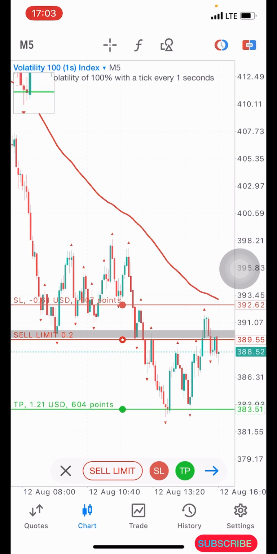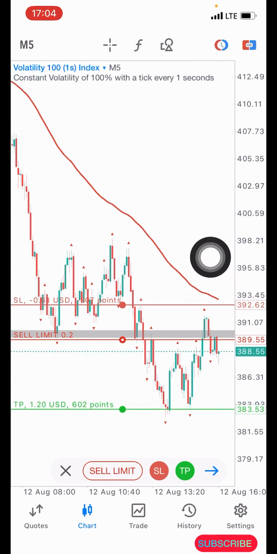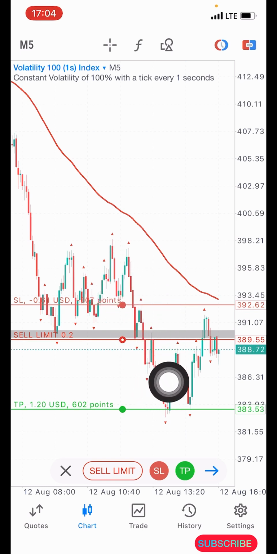So 120 right here. All right, so as you can see, this is another winning trade here. If you use the 1 to 2 risk to reward ratio, this is another successful trade. So you can see that with the 1 to 2 risk to reward ratio, you are going to be winning almost all the time with this strategy.